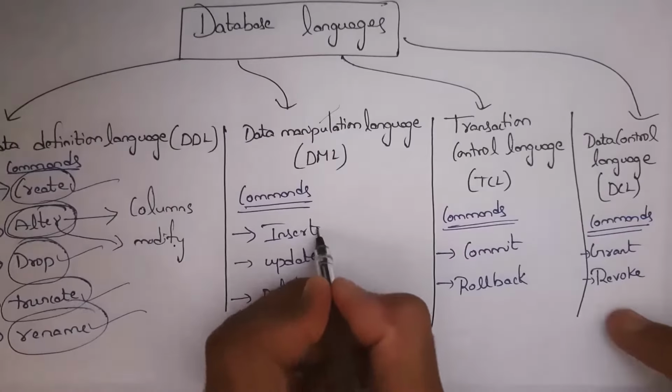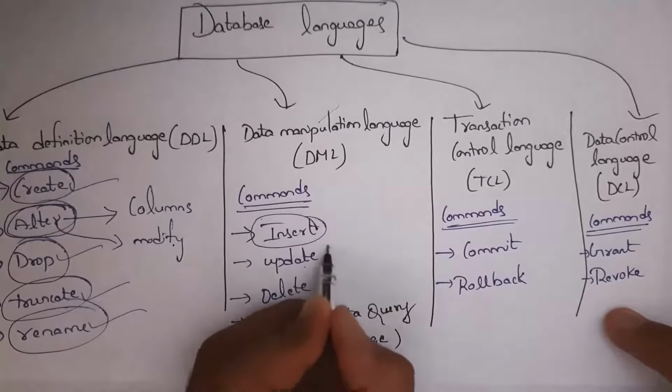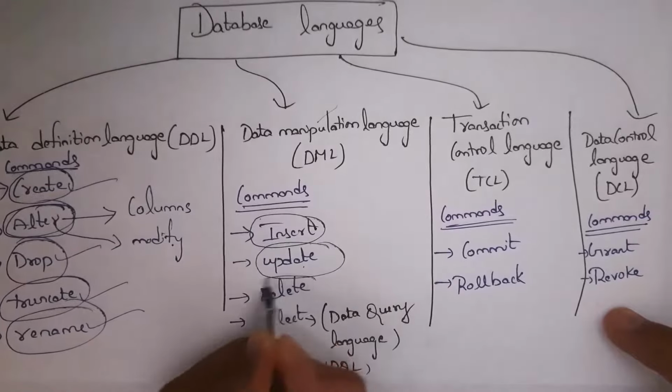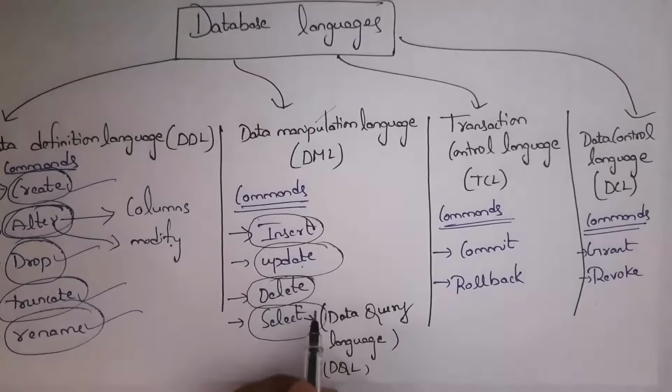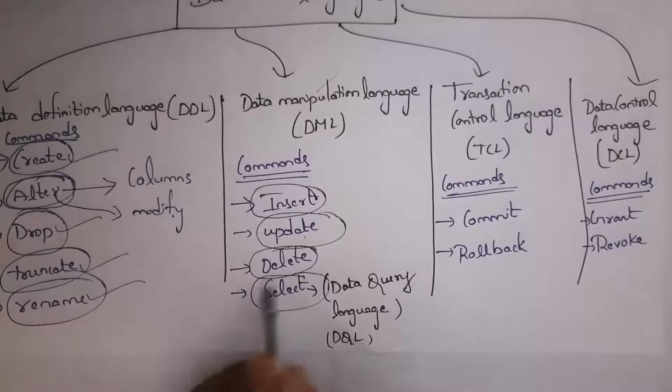By using insert command we can insert data. By using update command we can update data. By using delete command we can delete data. By using select command we can retrieve data, that is nothing but we can see output. Guys, we also call this select command as data query language. Now I will explain in detail about the select command.